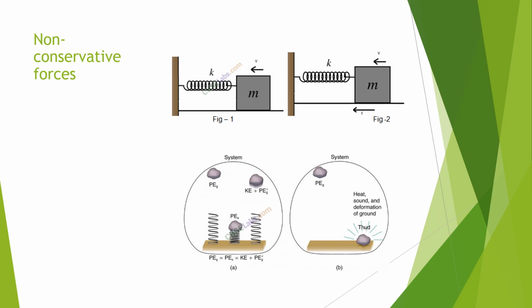Work done by the conservative force in a closed path is zero. Work done by the non-conservative force in a closed path is not zero. Examples of conservative forces are gravitational force, magnetic force, electrostatic force. Examples of non-conservative forces are friction, viscous force, induction force in cyclotron, etc.